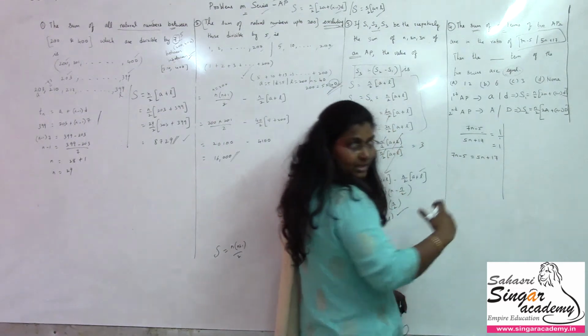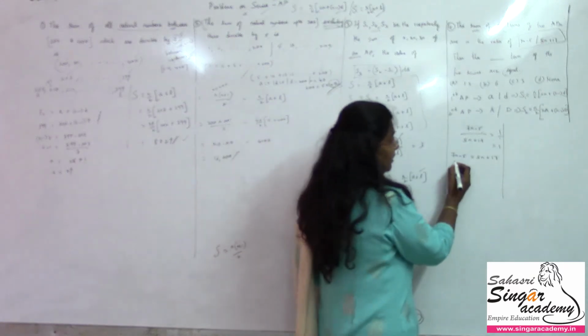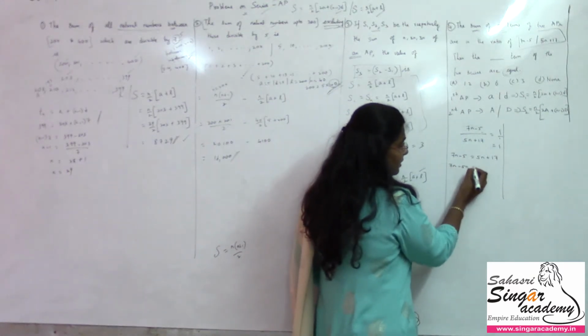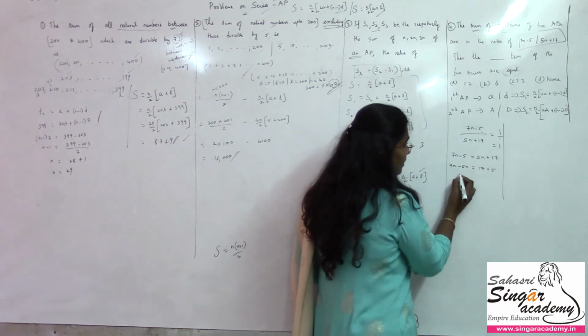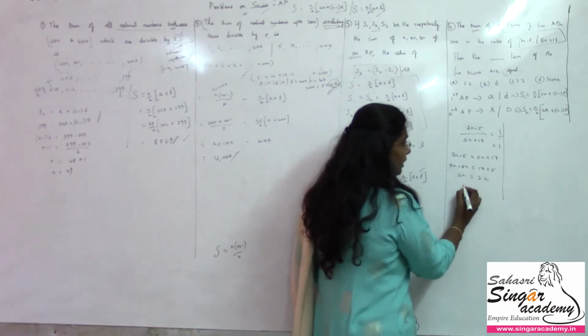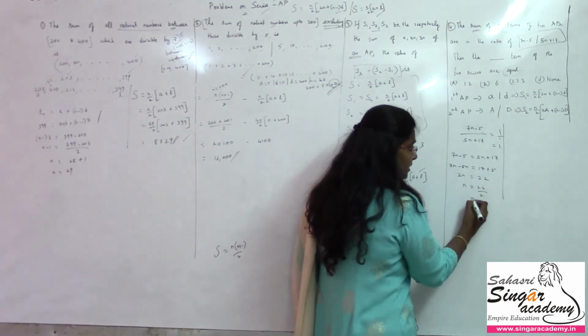Let me group to one side. So I'm grouping the n terms. 7n minus 5n is equal to 17 plus 5. So 2n is equal to 22. n is equal to 22 by 2, which is equal to 11.